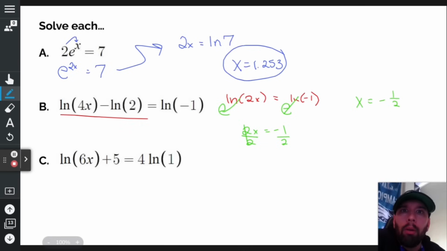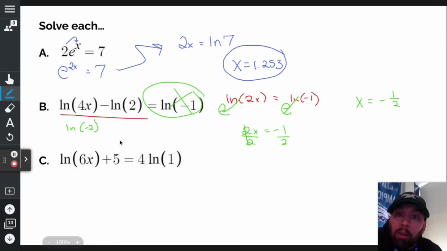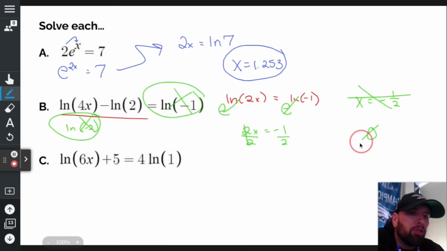No! Whenever you see a negative answer for an ln problem, check your work. Because if you were to take negative 1/2 and plug it into x here, you would get ln of negative 2. And what's ln of a negative number? Impossible. And you should have seen that right off the bat, boys and girls. You can't do this. This one is a new solution. Can't do it. There's no answer. Sorry. There's no answer for that guy. So no calculator needed because it's impossible.